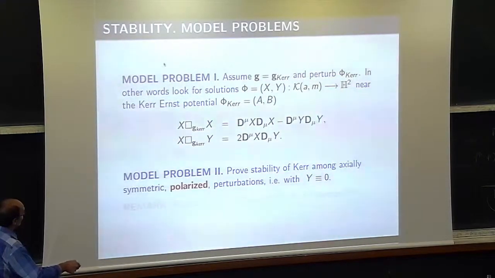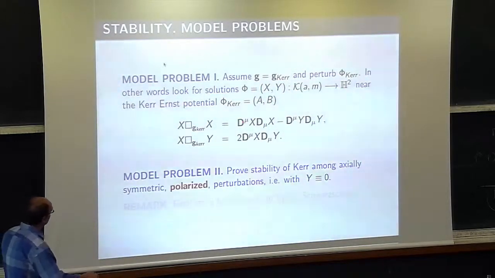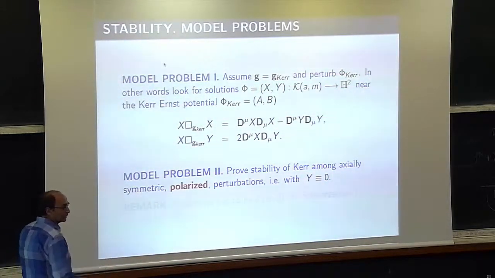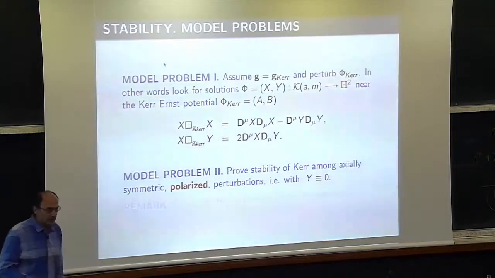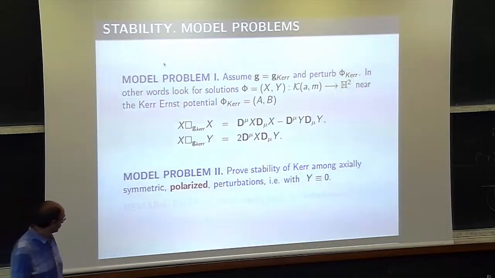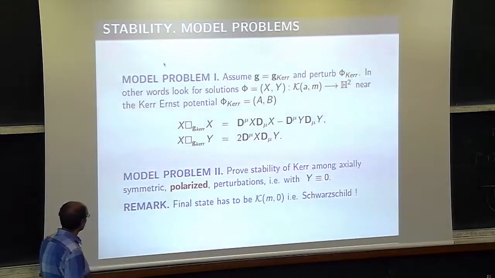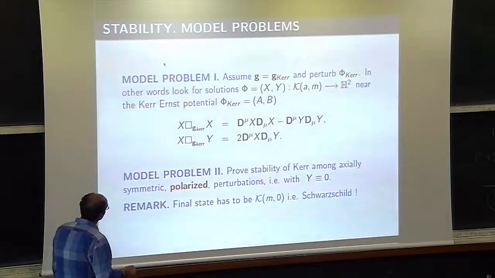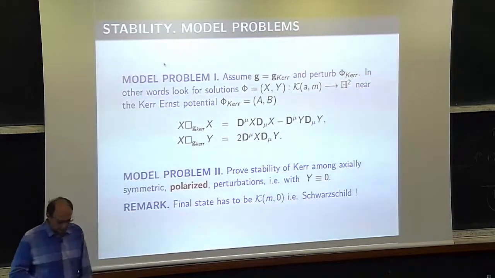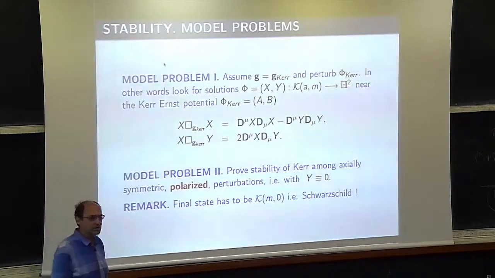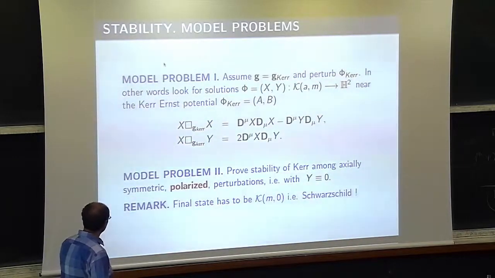So you can simplify this wave map equation quite a lot by taking y to be 0. This corresponds roughly to perturbation of Schwarzschild, which was also mentioned by Michalis. Perturbation of Schwarzschild when you start with initial data with 0 angular momentum. So it's essentially equivalent to that.